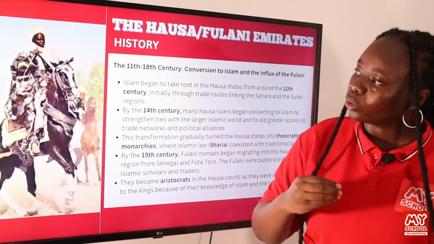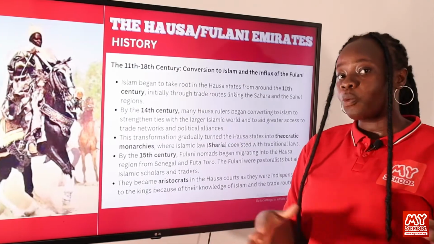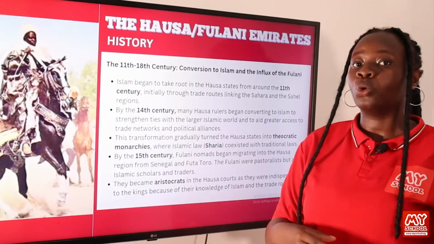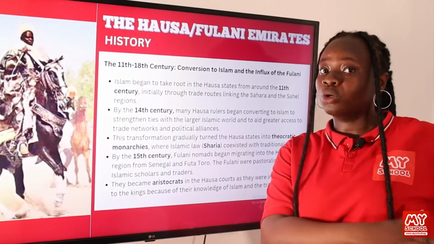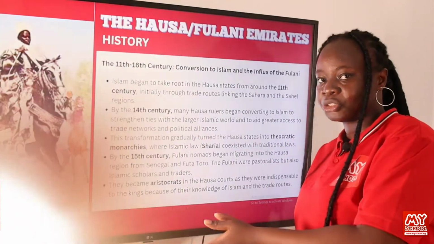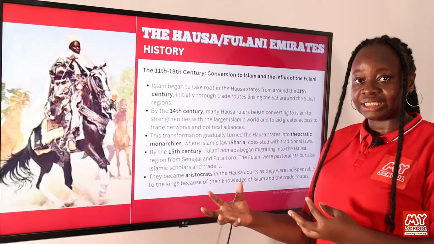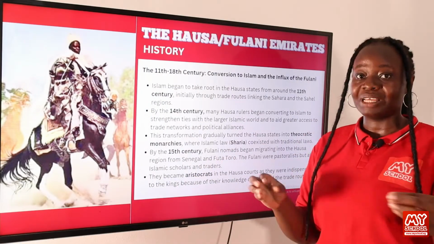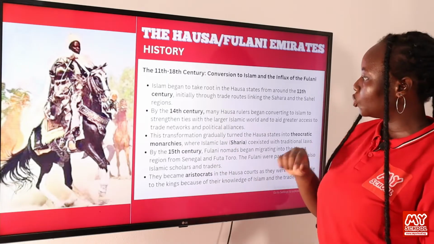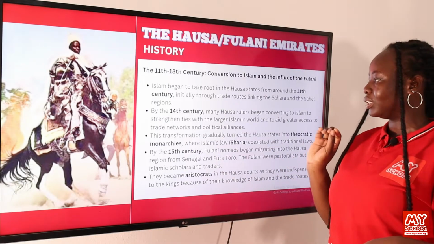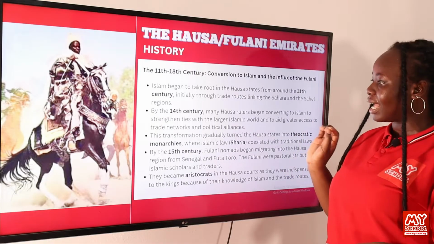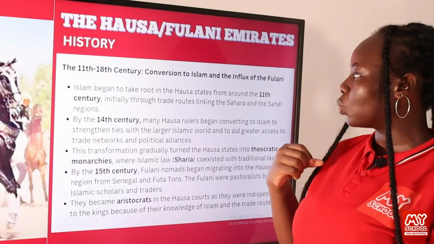The Fulani, as we all know, are nomads. They moved from one place to another. And what they did was to establish trade routes. They sold goods and services from one territory they visited to another territory. So this was their culture, this was their way of life. And so when they came to the Hausa states, they brought along with them Islam. By the 14th century, many Hausa rulers began converting to Islam to strengthen ties with the larger Islamic world and to aid greater access to trade networks and political alliances.